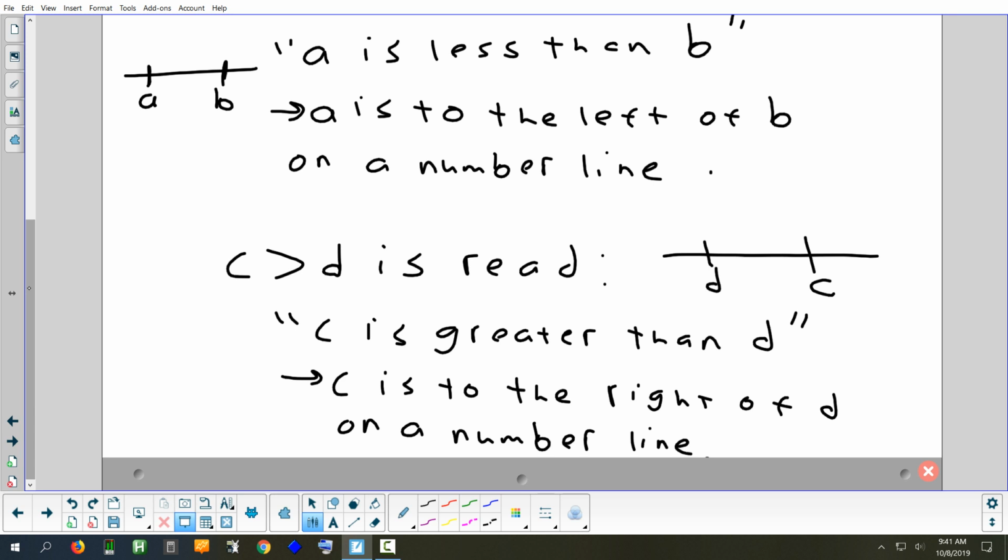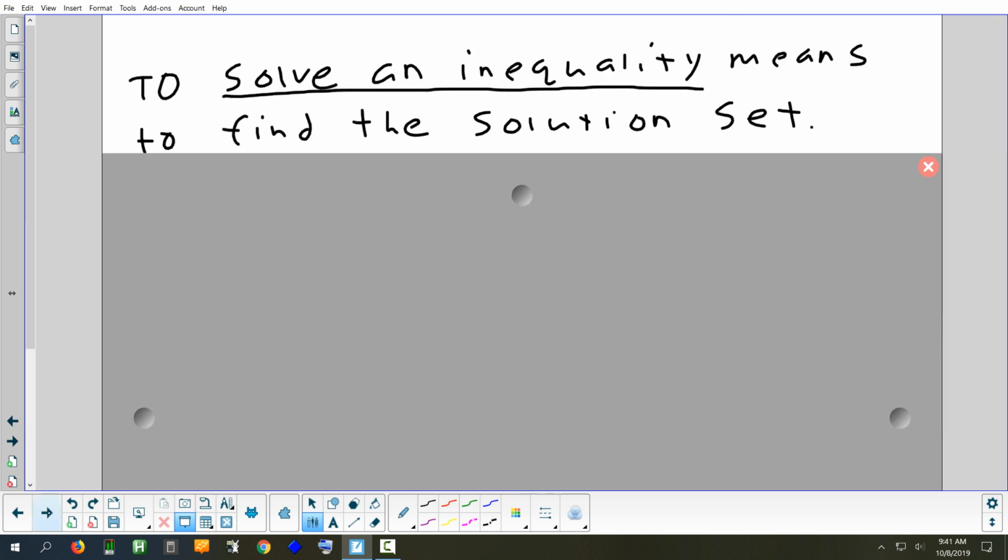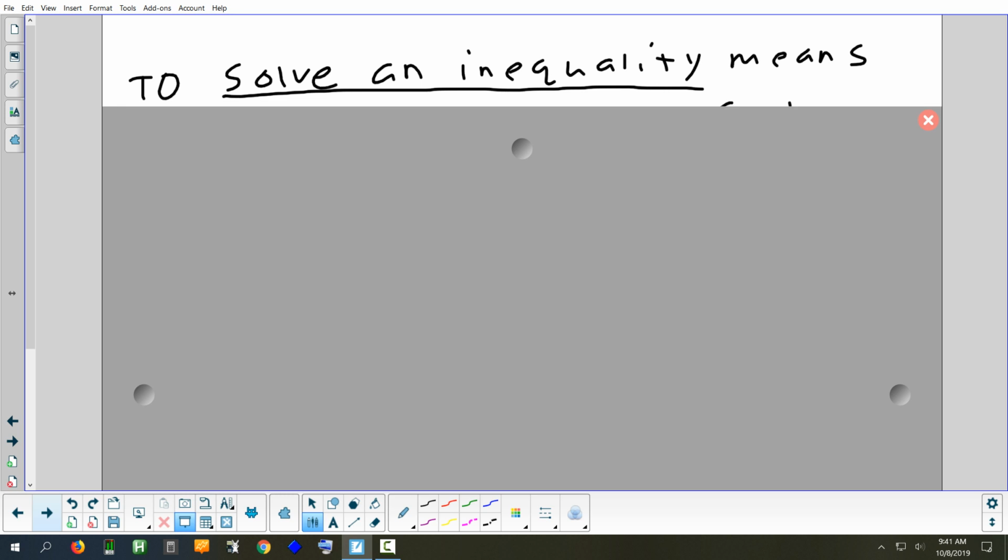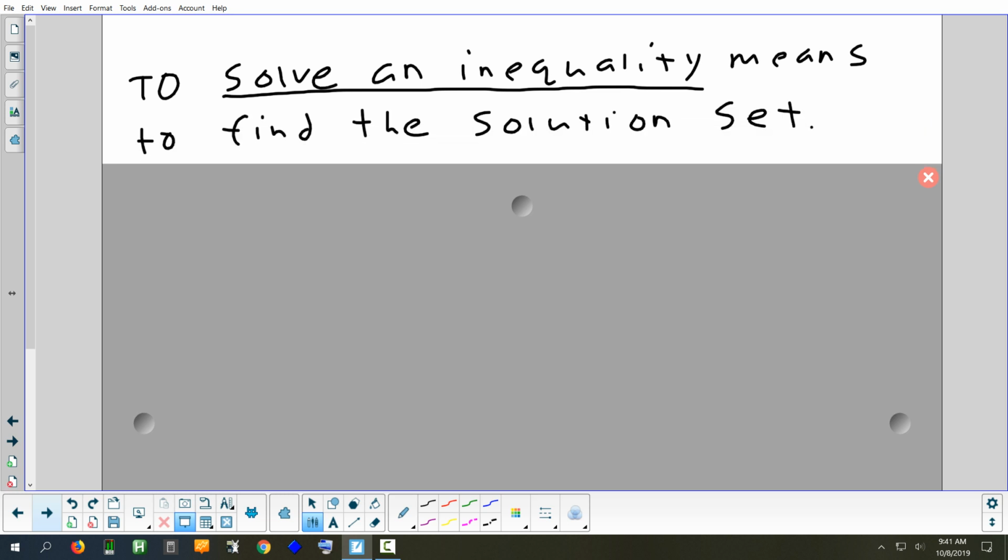All right, so let's look at an example. To solve an inequality, it's kind of like solving an equation. Solving an inequality means to find the solution set. Now, why do you think I say set when we're talking about inequalities? I didn't just say find the solution. Like when we do equations, we usually just say find the solution. Why do you think I said set here?